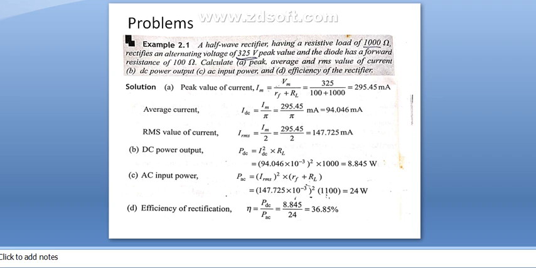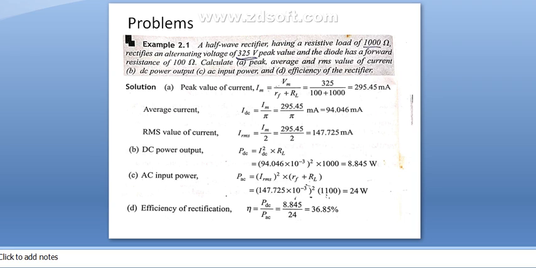So then based on these two powers, calculate the efficiency of the rectification. The efficiency of rectification is the ratio of output power to input power. It is the ratio of PDC to PAC, right? So if you substitute PDC and PAC values, then the efficiency of this rectifier is 36.85%. A half wave rectifier has an efficiency of less than 40%. It utilizes only half of the cycle, so that's why the efficiency is restricted to only 40%.